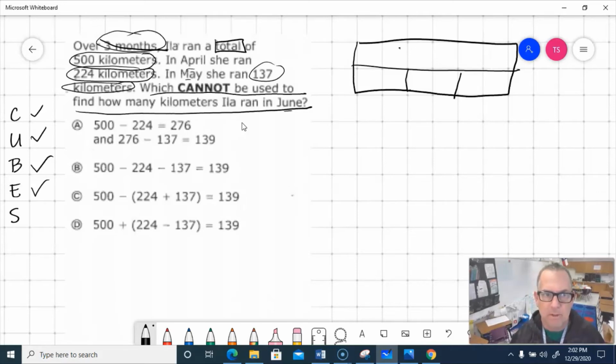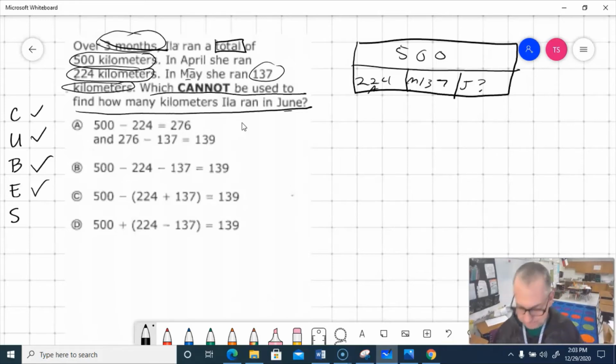So the total is 500 kilometers. In April, she ran 224. In May, she ran 137. And we're trying to find out, this is June right here. So this is April, May, and June. That's what we're trying to find out, how far she ran in June. It looks like there are a lot of different ways I can solve that, but we're going to get into the solve part. So how far did Isla run in June?